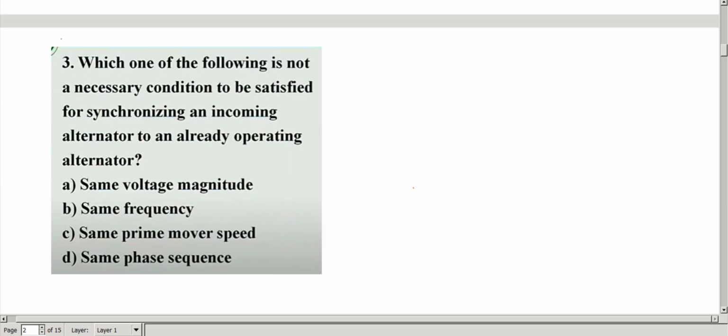Which one of the following is not a necessary condition to be satisfied for synchronizing an incoming alternator? For synchronizing, voltage should be the same magnitude. When synchronizing, the incoming voltage and existing voltage should have the same frequency, and the same phase sequence should be there. So what is the not necessary condition? Same prime mover speed.